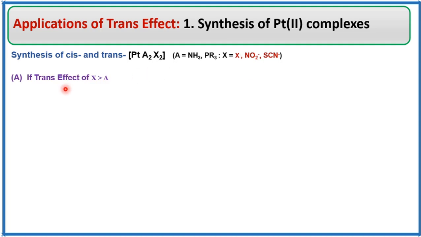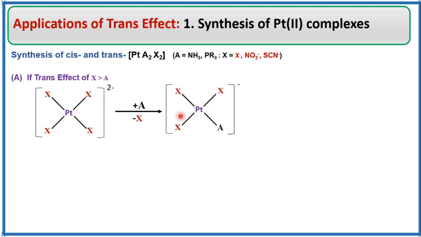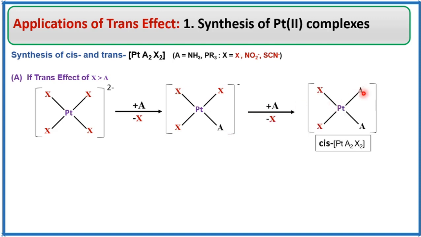Let us suppose first that the trans effect of X is greater than A, that means X has more trans effect than A. Let us suppose a PtX4 complex, and we are going to replace one of the X with A. One of the X is replaced with A here, and as we know, X has more trans effect than A. Therefore this X cannot be replaced. Therefore one of the other two X's gets replaced by A in the next step. So we will get a cis complex because the two A's are on the same side. Therefore we have got this cis PtA2X2 type complex as the product.